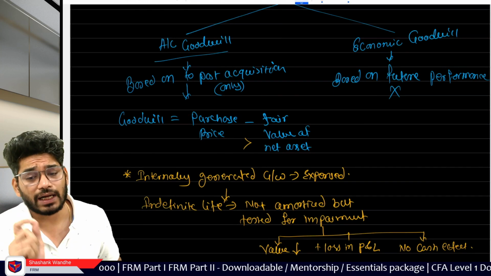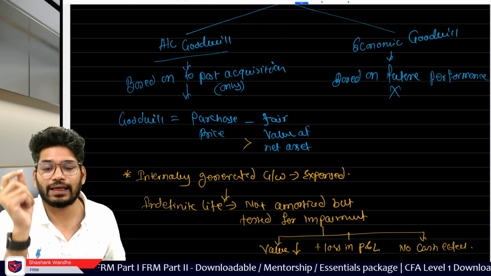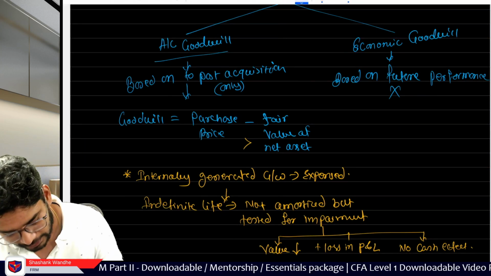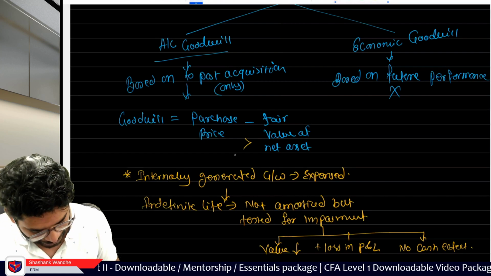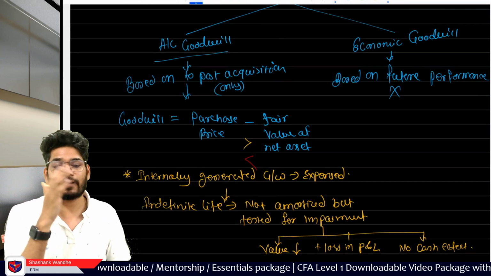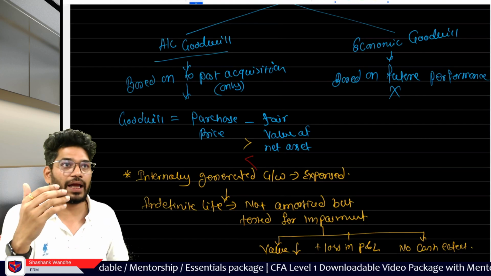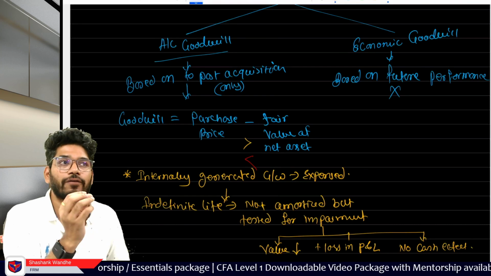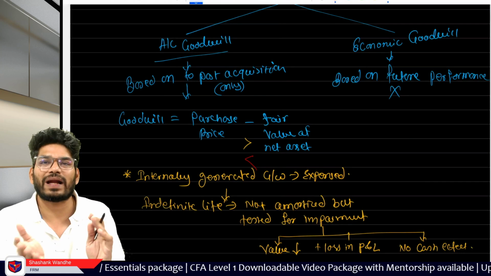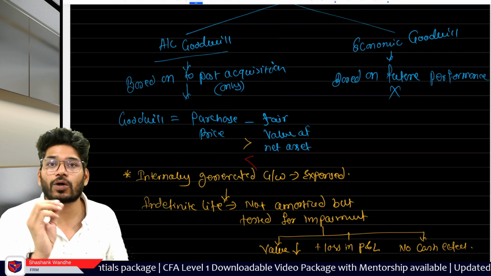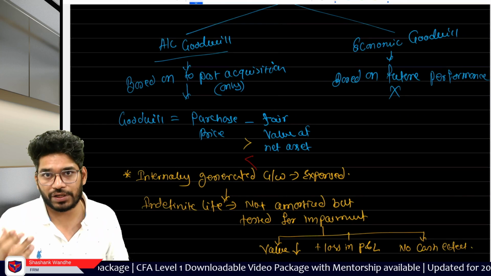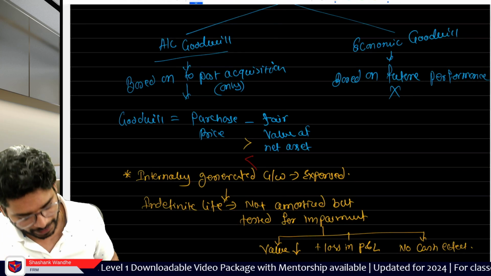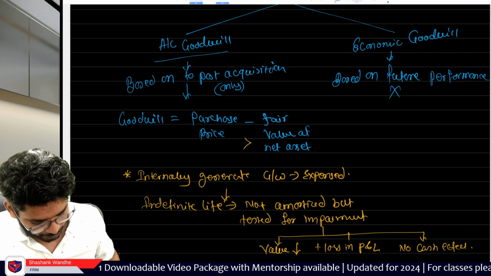And remember, to generate the goodwill, the purchase price should always be greater than the fair value of the net asset. Now, what if the purchase price is less than the fair value of the asset? For example, you are paying $60 for a net asset value of, say, $80. So you are paying $20 less. We won't call this goodwill. The term used for this situation is a bargain purchase. We are not concerned with the bargain purchase part. We are mainly concerned with the goodwill here.